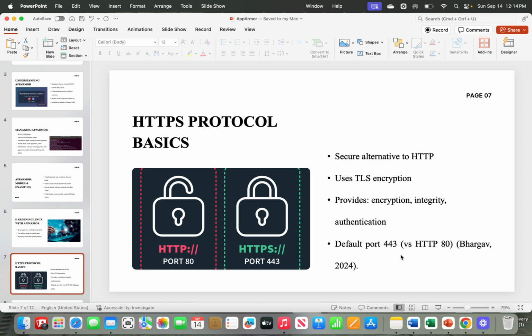Encryption ensures that communication is unreadable to eavesdroppers. Data integrity ensures that information is not modified by unauthorized parties during the transmission. Authentication ensures that clients are connected to a legitimate server and not an imposter.